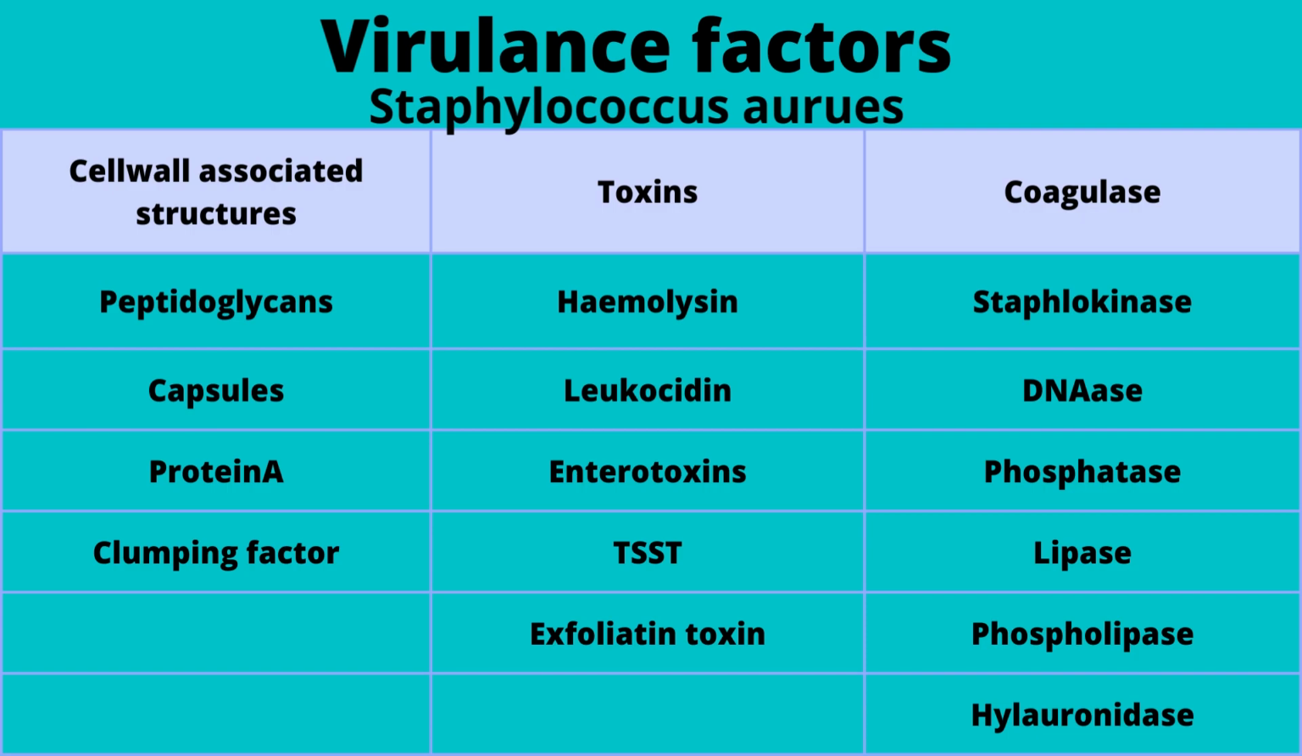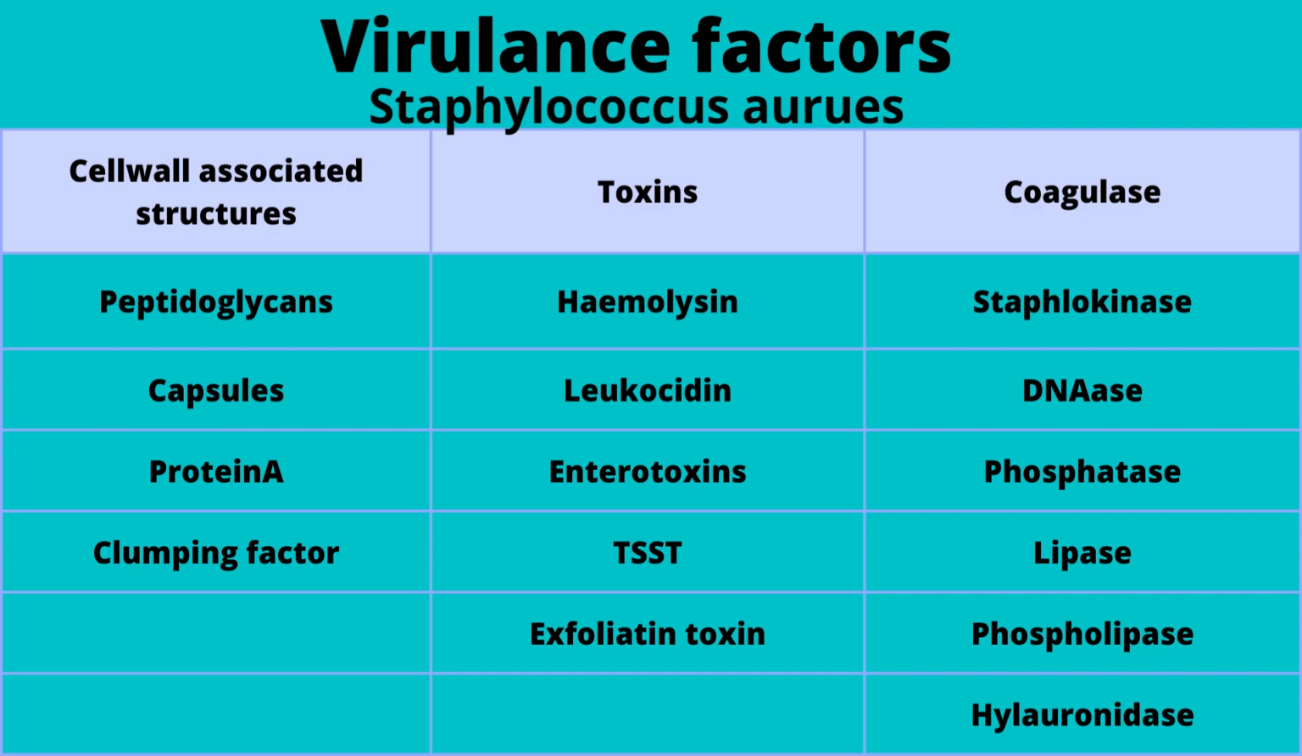Next is protein A, that is an important protein in its cell wall structure that binds to the Fc portion of IgG antibodies at the complement binding site, thereby preventing the binding of complements at the complement binding site of the antibody. So there will be no complement activation and there will be no opsonization and phagocytosis of the bacteria.